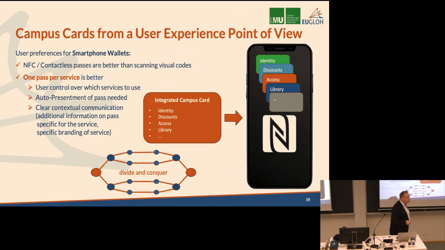On the smartphone, it's the opposite. Integrating the card makes it harder; splitting makes it easier because you have one clear communication channel per service. The user can select which services they want to use. So it's much, much simpler to solve. And in complexity theory, or almost all computer science, if a problem is too large, the simple solution is divide and conquer. We know that from sorting algorithms. Divide and conquer always works. Reduce the set of problems.